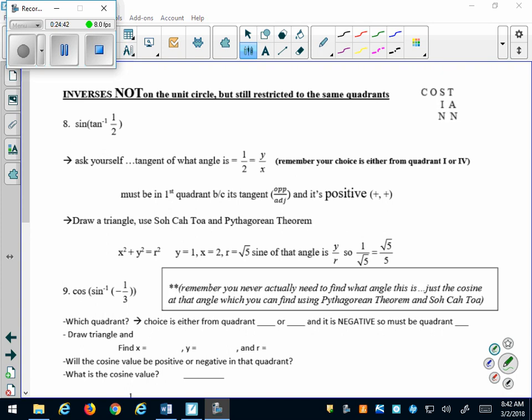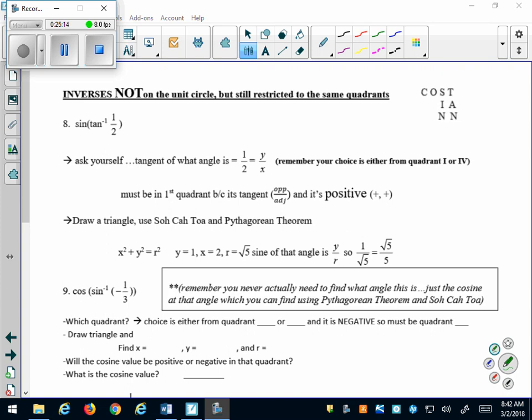with actually sine, cosine, and tangent that weren't on the unit circle. And that was, if you remember, Pythagorean theorem. Like we drew a triangle, and we used the values they gave us. We used Pythagorean theorem to find the missing side, and then you use SOHCAHTOA to figure out the sine, cosine, or tangent. Okay? Ready?